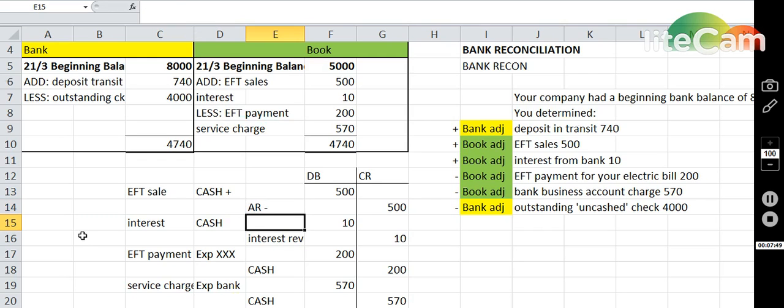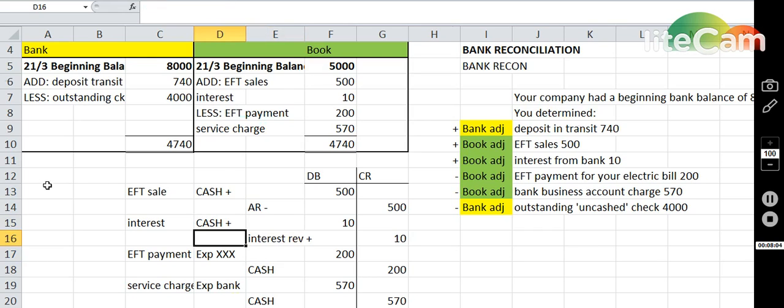Interest. Okay, so I'll have interest revenue. Revenue will be going up. So we'll credit that. And cash is also, again, going up. So we'll debit that. Okay.